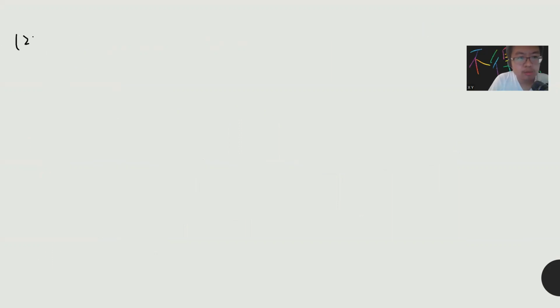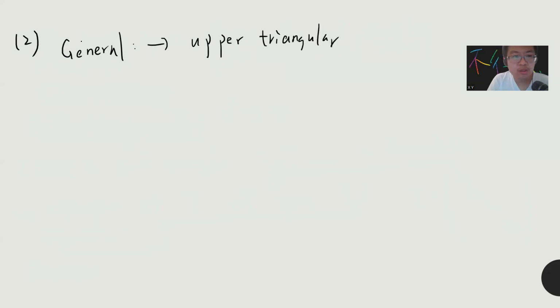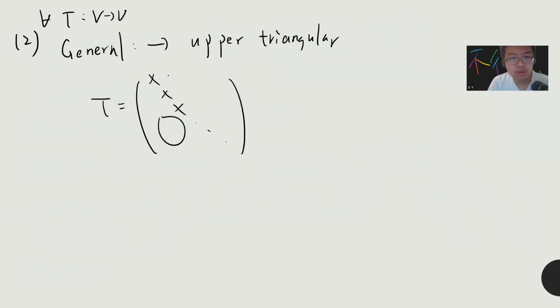Then there is a second type, the general case. In general, sometimes the matrix cannot be diagonalized, but you can prove that you can always find a basis such that the matrix is upper triangular, for all T. Basically, you can find a basis such that T looks like this, and all these entries are 0. You can check out my video list, the linear algebra lecture list, to find this proof.